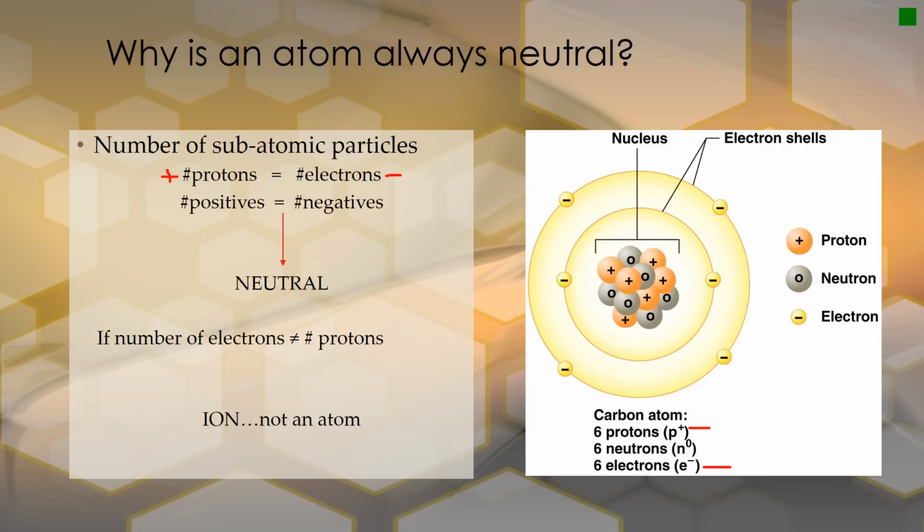If something occurs and an atom goes through a chemical reaction with another atom and either loses 1 or more electrons or gains 1 or more electrons, now we've changed the situation. That structure is no longer an atom. Once the number of electrons does not equal the number of protons, we now have an ion, not an atom. That ion is either going to have a positive charge if it lost electrons, because that means it's lost some of its negative charges, or that ion will be more negatively charged because it gained electrons. So remember, an atom is always neutral. If it's not neutral, it's now an ion.